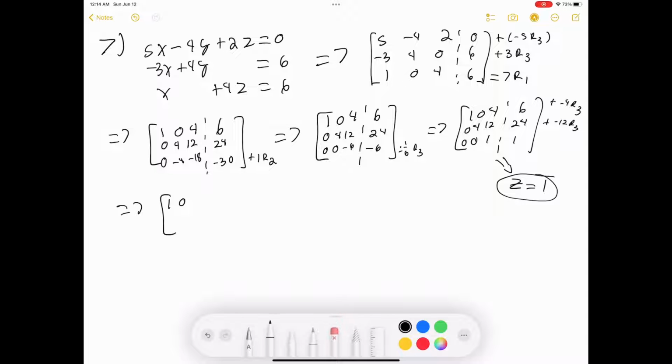And similarly, in that middle row, we have 4y plus 12z equals 24. So we know 4y is going to be equal to 12, y is equal to 3. But I go through the matrix row reduction just because it's good practice anyway, and you might as well do it just to be sure.